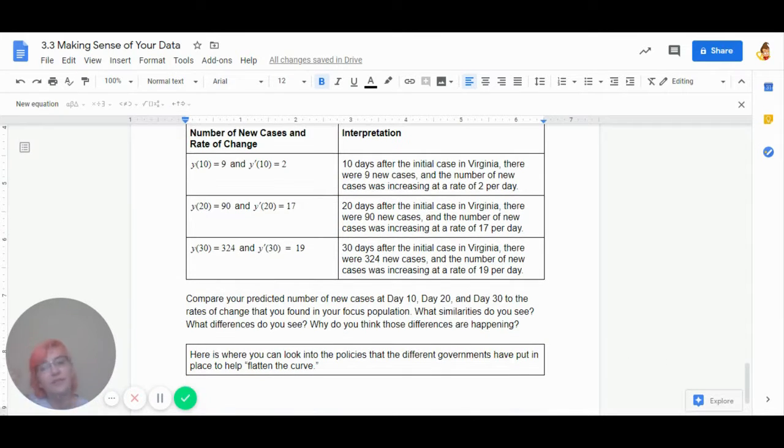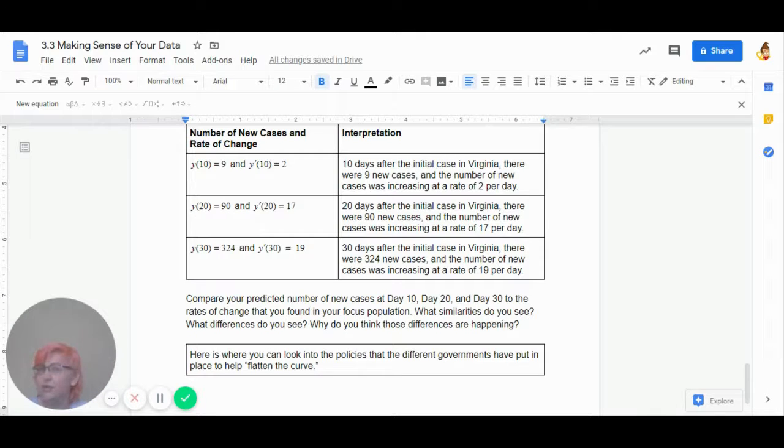So we can compare, kind of like I just did, those predicted numbers at your set intervals for your focus population and then your comparison population. What similarities are there? What differences are there? And why do you think these are happening? So here's where you can look at policies that the different governments have put in place to help flatten the curve. Why is New York's rate decreasing, but Virginia's is increasing? Is it because New York has already hit its peak and it was way up here, and now it'll start descending while Virginia is slowly still climbing towards its peak?